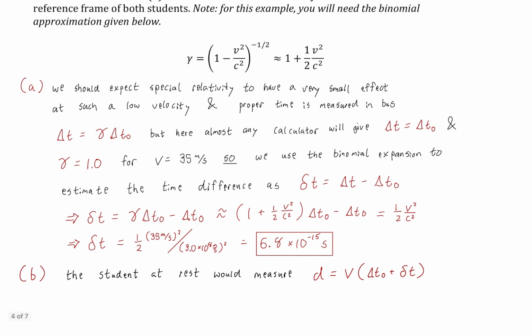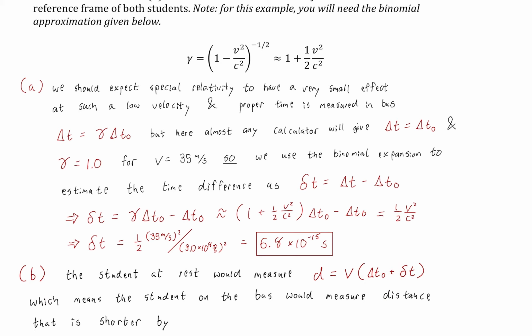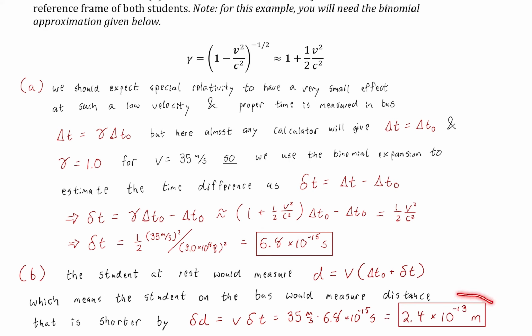Okay, well, the student at rest would measure the distance covered as just v times the elapsed time plus that extra time, which means that the student on the bus would measure a distance that is shorter by delta d, which is just v times delta t, or the 35 meters per second times that tiny amount of extra time, which means that the shortened distance around the student would be some 2.4 times 10 to the negative 13 meters shorter. So they would see a compressing of the world around them by this much.